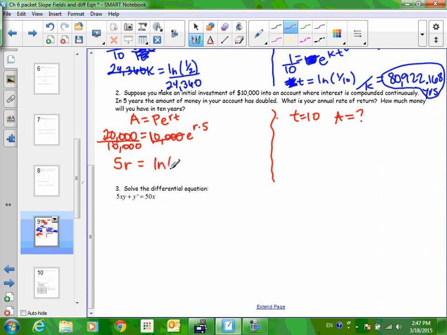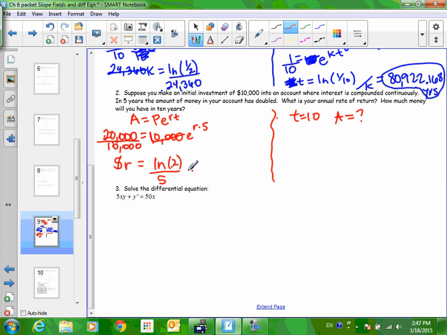Natural log of 2. And then you would divide by 5. So remember the shortcut I was telling you? If you're good at memorizing, if you like shortcuts, think of it this way. R, or K, is the natural log of the scale. Doubled, the scale would be 2, divided by however long that took.